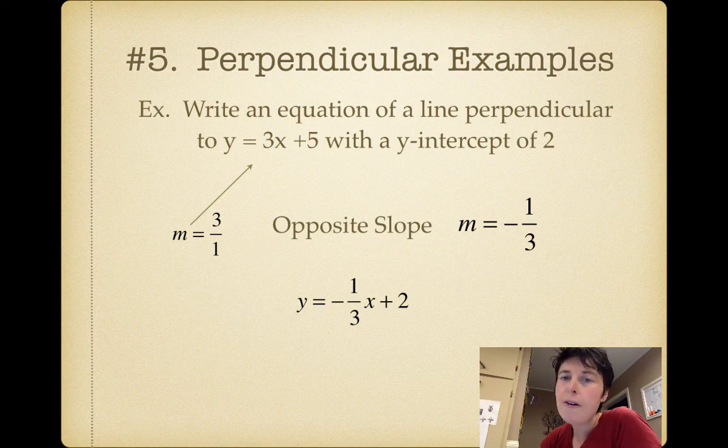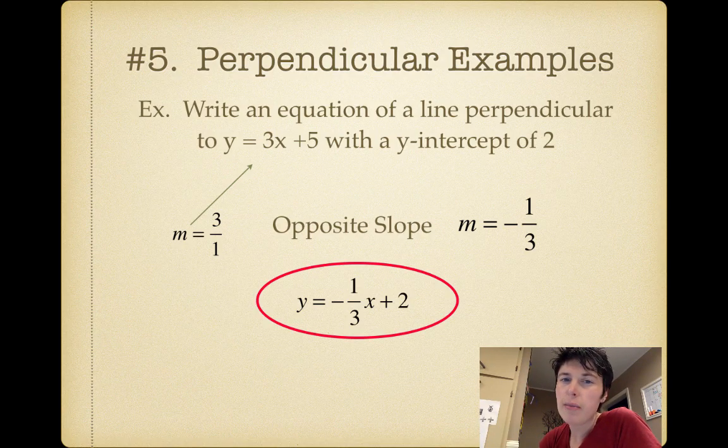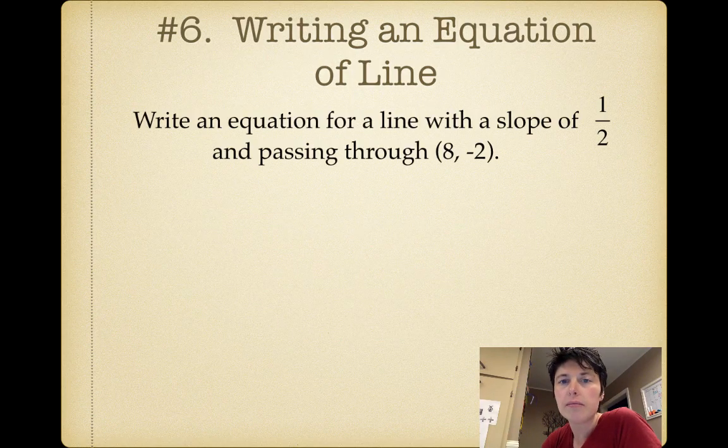The plus 2, they pretty much told me. They told me the y-intercept, so I didn't have to solve for it or do anything too hard. And that is my equation. And again, a level 4 on this problem would be to go one step farther and graph the two lines and show that they're parallel. That would be your extra step.